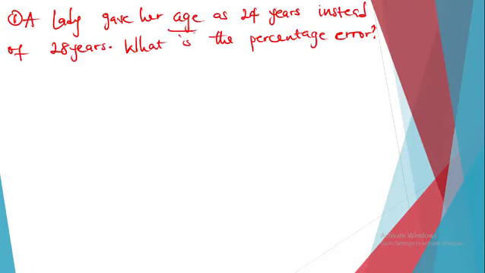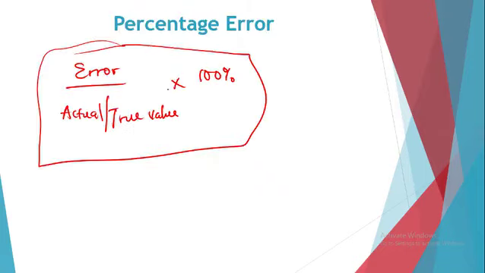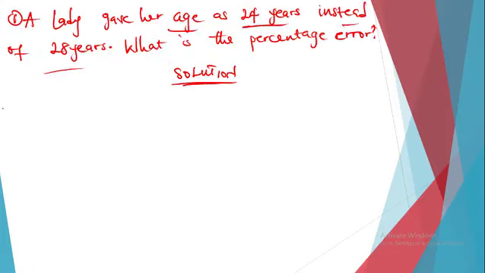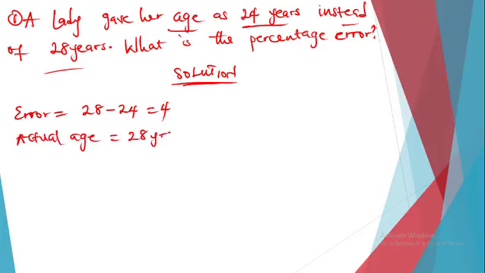A lady gave her age as 24 years instead of 28 years. What is the percentage error? Okay, I told us that the formula we use is error all over actual value times 100%. So the error is equal to 28 minus 24, which is 4. Is that correct? Because the actual age is 28 years.